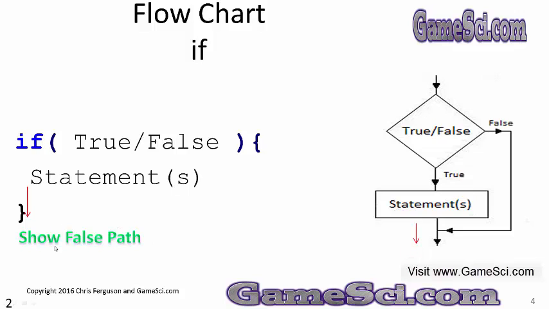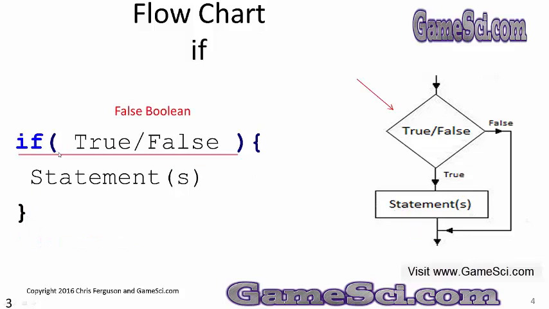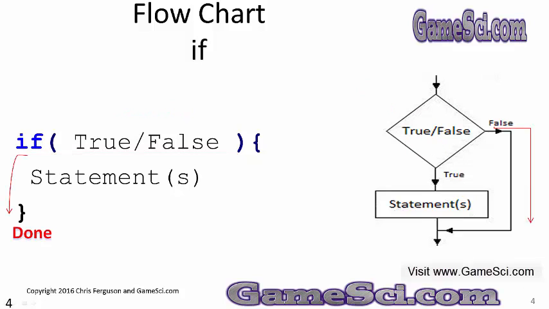Now let's run through this again and let's show the false path this time. What happens when this condition is false? I execute this code again, and this time our boolean or our condition is false. What happens when it's false? Well, first of all, we're in this diamond evaluating the true-false statement, and this time it comes out false. We know when it's false in the code, we just skip the if block. We execute nothing. Over here on the flowchart, you can see it will take the false path out of the diamond, go this way, and skip the statement.